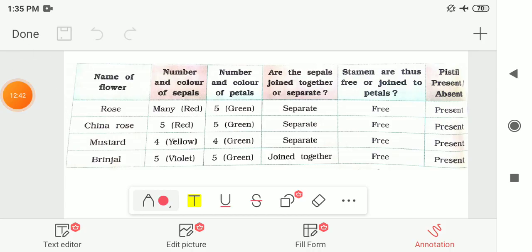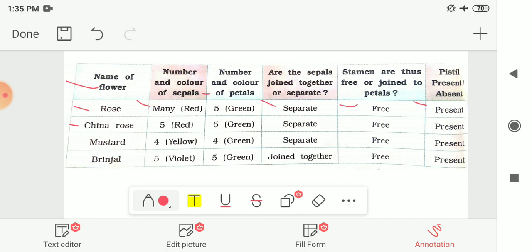This one, what I had observed, is given to you. Name of flower: in rose you will find many sepals which are red in color or even different from red, like pink, yellow. Then the number of petals and the color of petals. So 5 petals were there and the color was green. They are separate from each other. Stamen is free from the petals and pistil was present.